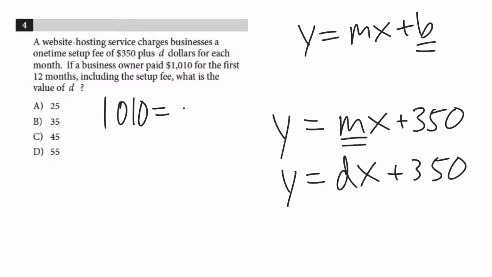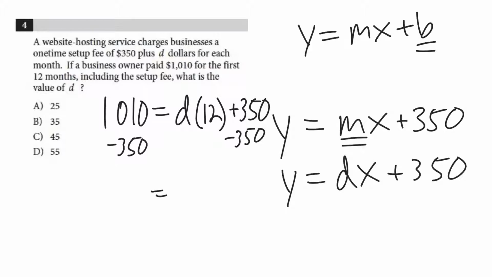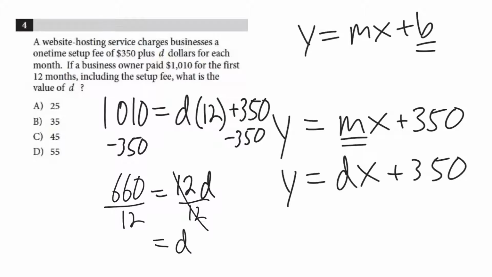1,010 equals D times 12 plus 350. Okay, so we're going to solve this equation for D. Subtract 350 from both sides. I'm going to get D, and actually I'm going to write that as 12D. I like to write the coefficient first. And I'm going to pull up my calculator for this. 1,010 minus 350 is 660. Okay. And we can divide both sides by 12. Cancels out. Divide this side by 12 equals D. 660 divided by 12 equals 55. So the monthly rate is $55.